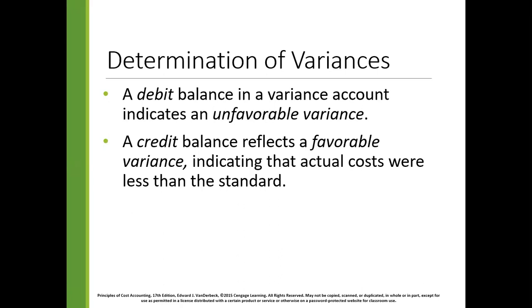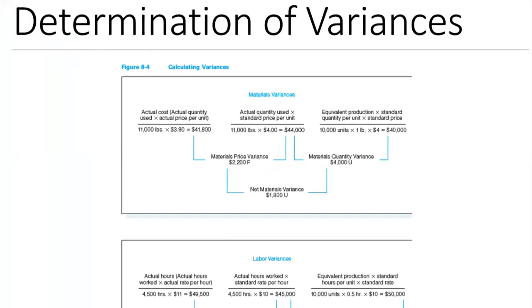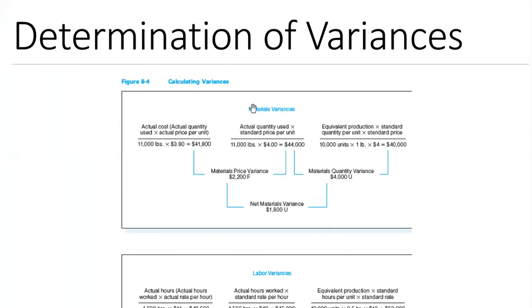And so when there's an unfavorable variance, that's going to increase our cost of goods sold, right? We're going to end up increasing cost of goods sold for that unfavorable variance. When we have a favorable variance, we're going to end up decreasing cost of goods sold. And so we'll see that with the journal entries. And so on here, I'm going to try to blow this up a little bit for us. So it's showing us how we would calculate that materials variance.